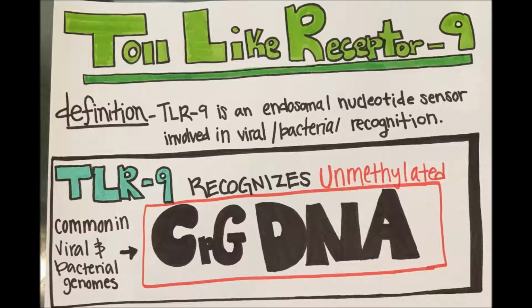CpG DNA refers to the dinucleotide sequence of cytosine, phosphate, and guanine. In methylated DNA, there is a methyl group attached to the cytosine, which is what human DNA consists of. Bacterial and viral genomes do not have this special methyl group attached, and because of this, our body's immune system is able to identify the intruders without this methyl group attached to its DNA.